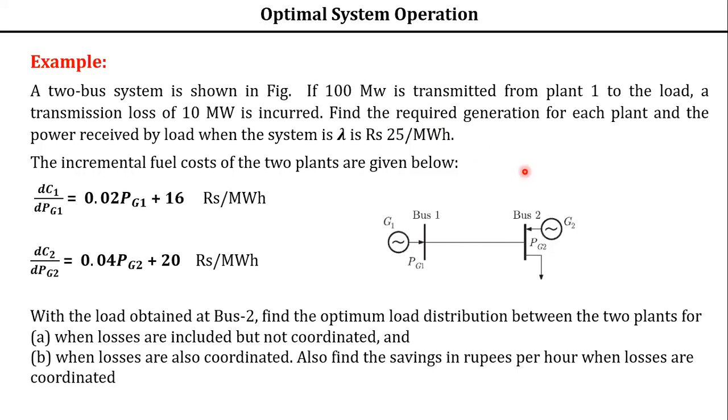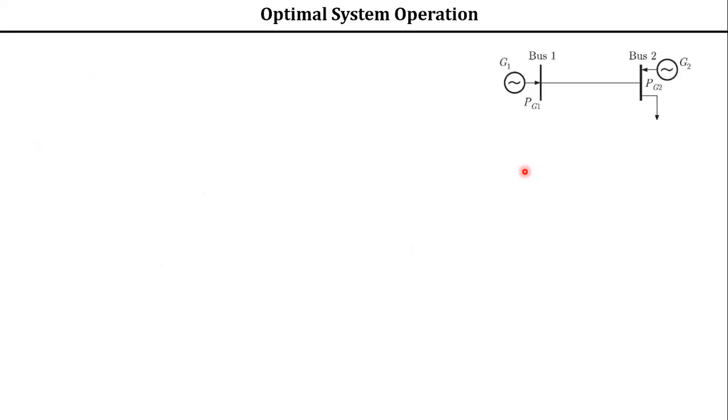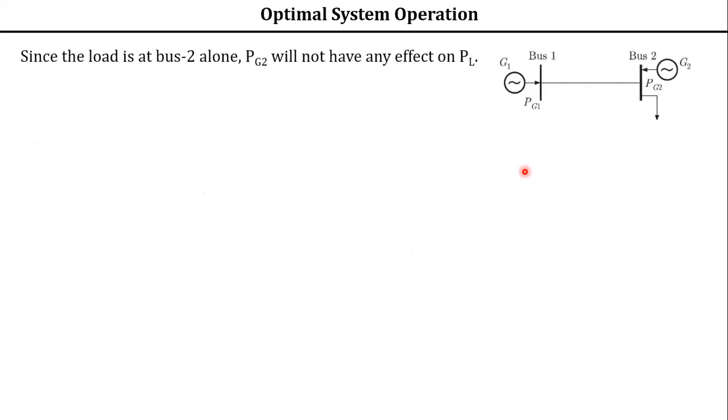That's why first you have to analyze the problem and understand it. So this is a test system, a single line diagram. Now you see here, as I already explained, since the load is at bus 2 alone, this load is connected at bus 2. So whatever the generation from G2, PG2, will not have any effect on PL, the transmission loss. So it becomes a local generator. From here only, locally it will supply the power to this load, so it is not transmitted.